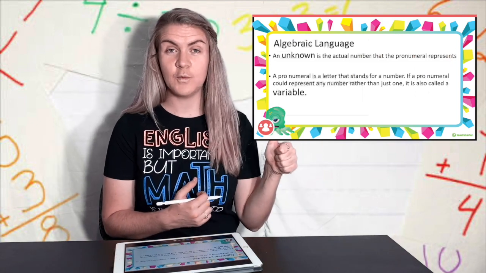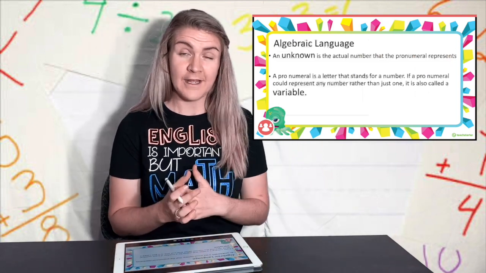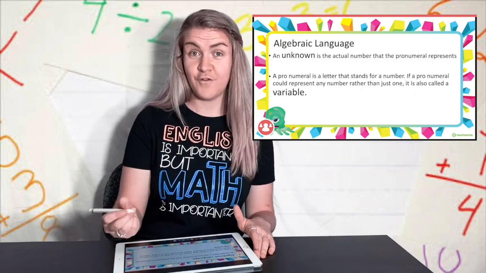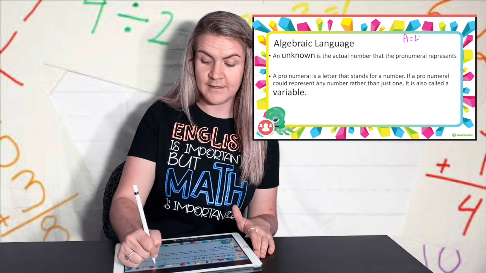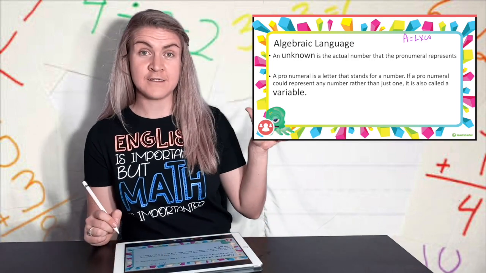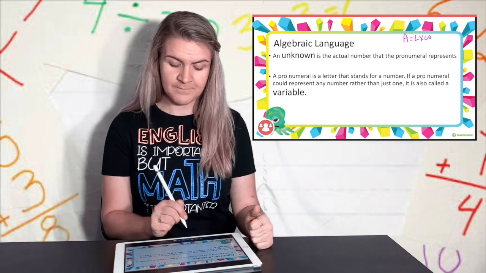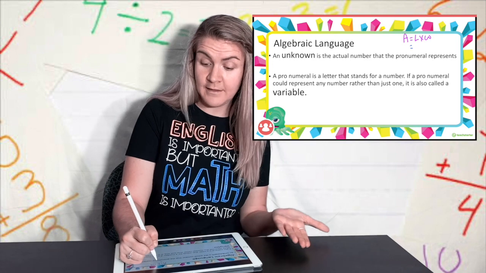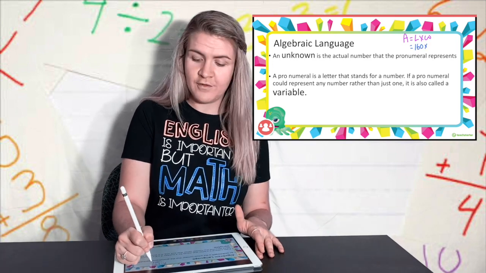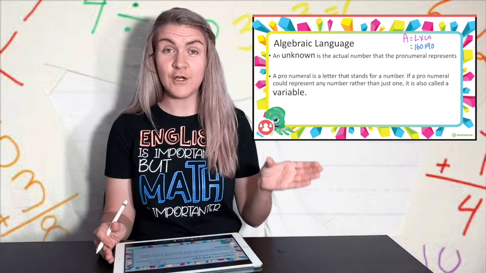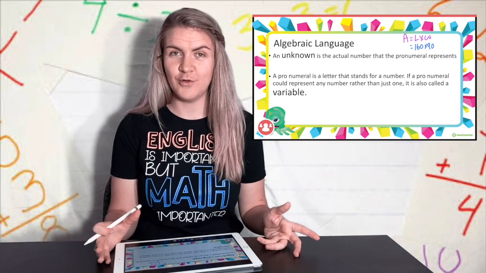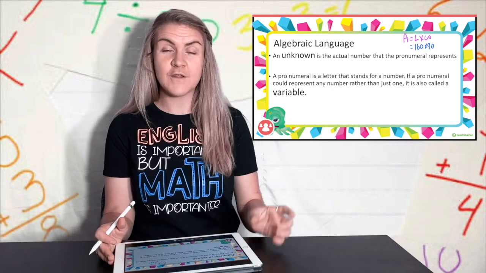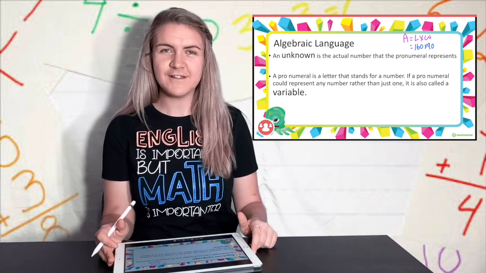The next one we need to learn is unknown. Now, the unknown is the actual number that the letter represents. So for instance, we had A equals length times width. The A, the L, and the W are all pronumerals. But if I actually went and measured my desk, I would realize that my length is 160 and my width is 90. So the 160 and the 90 are called unknowns. They're unknowns because until I measured it, they were unknown to me. So the actual number that the letter represents is called an unknown.